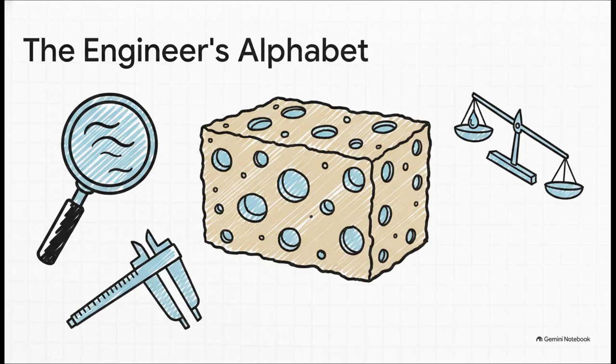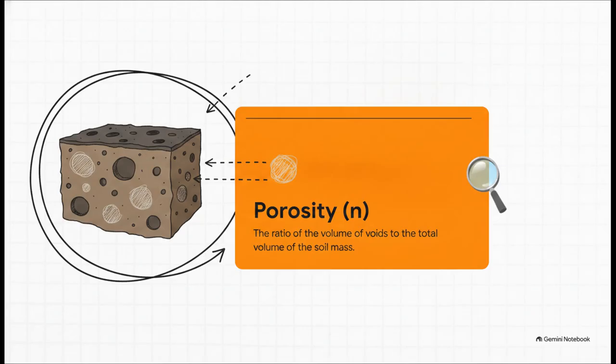Mastering this specific vocabulary is the absolute only way to truly decode geotechnical engineering and understand how the composition of soil actually works. First up is porosity, represented by the letter N. Porosity gives us the big picture. It tells us exactly how much of our total chunk of ground is actually just empty space. It's calculated as the ratio of the volume of voids to the total volume of the soil mass. Think of a block of Swiss cheese.